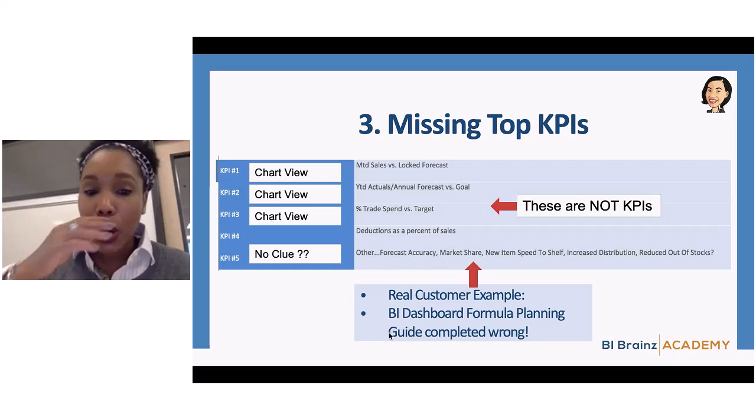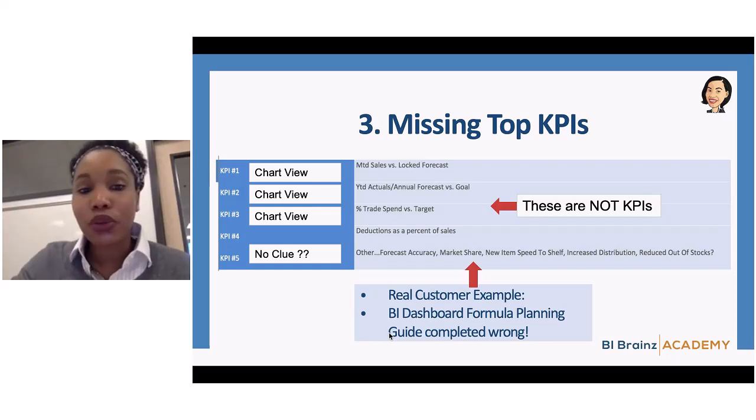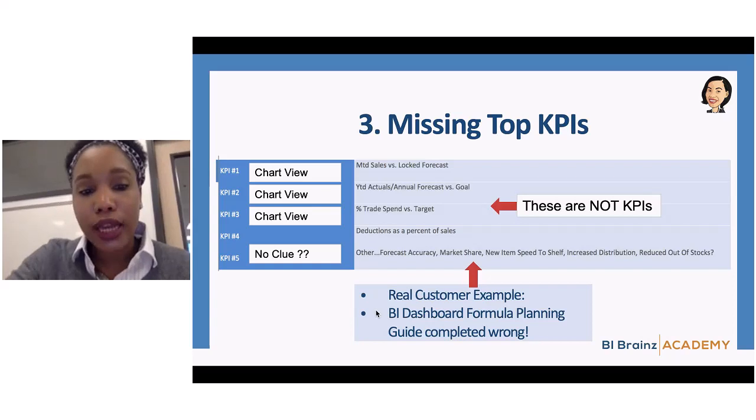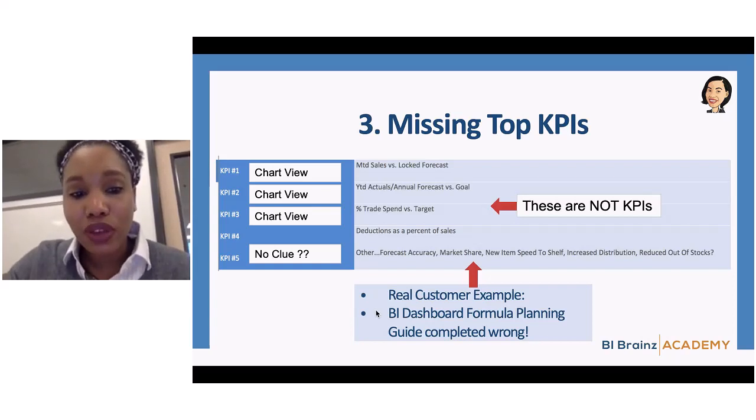So you can see here, this is just an example of a sheet listing out the KPIs. Now, if you look at this sheet, are you able to read the text? Because I want to point something out. Are you able to read the text? Yes. Okay, so do you see where I pointed out here, not a KPI? Do you see where it says percentage trade spend versus target? How many of you thought that was a KPI, or think that's a KPI? Anybody?